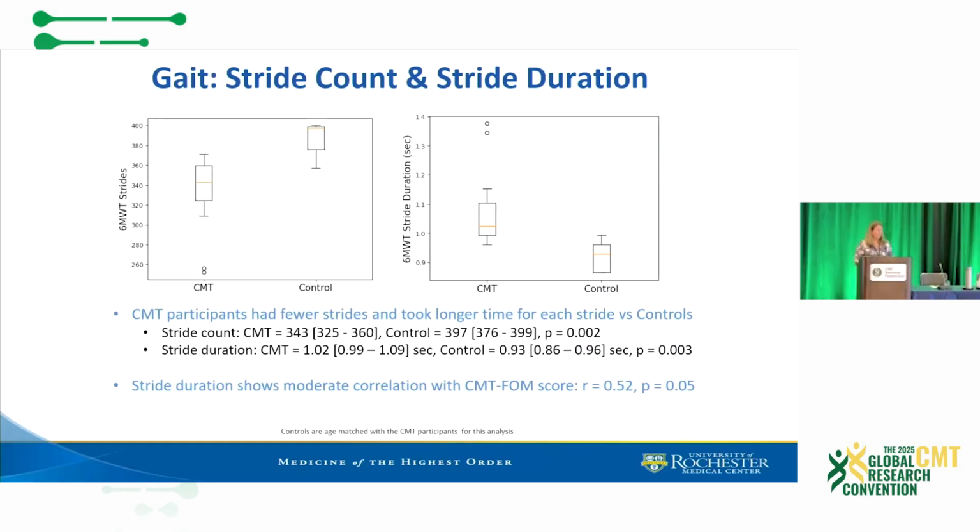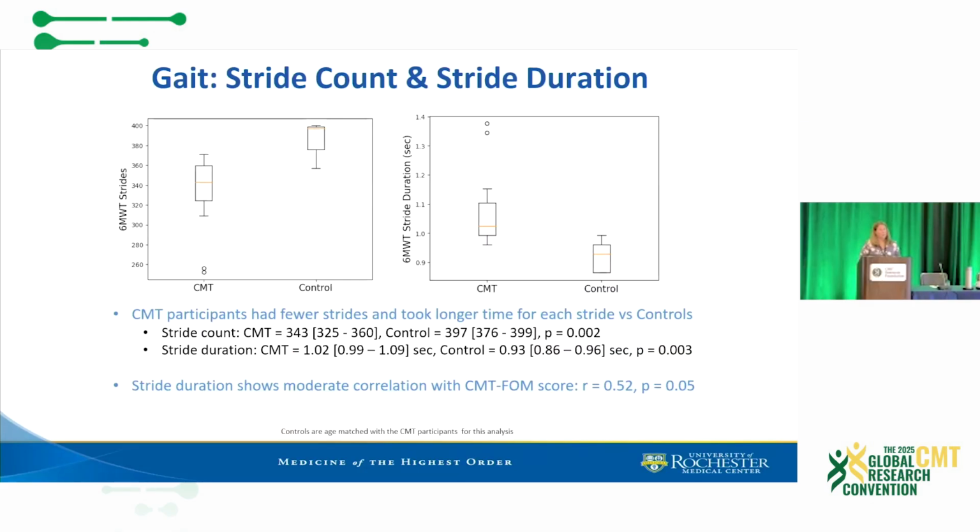And so what we found with this study is that we looked at two different variables. We looked at the number of strides, so a stride is basically heel contact to heel contact of the same foot, how many strides a person took during the 6-minute walk test, and then their stride duration, how long it took them to take that step. And what we found is that people with CMT took fewer strides and had longer duration versus the controls.